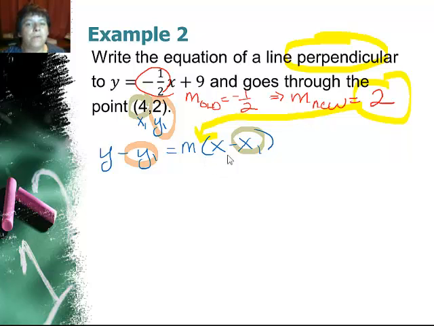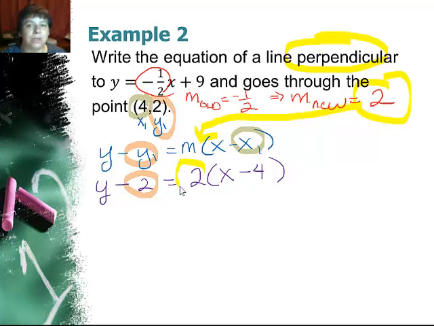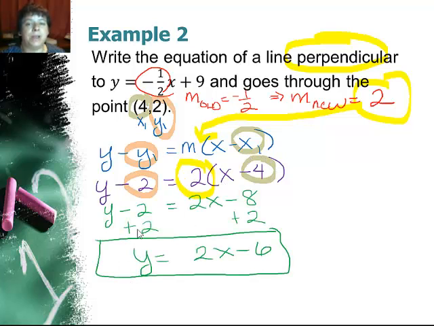Notice that I don't fill in for the regular x and I don't substitute in for the regular y. So substituting in, I have y minus 2. This 2 came from up here. Equals 2. That 2 is actually from the slope. So this is the slope here. And then this 4 is from my original x1. Use the distributive property to multiply the 2 times the x and the 2 times the negative 4.